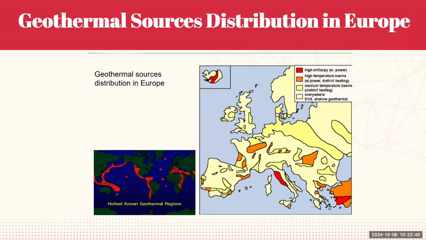Orange areas indicate high temperature basins that can be used for both power and district heating. Regions in yellow and light yellow show areas with medium to low temperature resources suitable for district heating or shallow geothermal systems. This distribution highlights the diversity of the geothermal resources across Europe, with regions like the Mediterranean and parts of Eastern Europe being rich in geothermal energy potential.